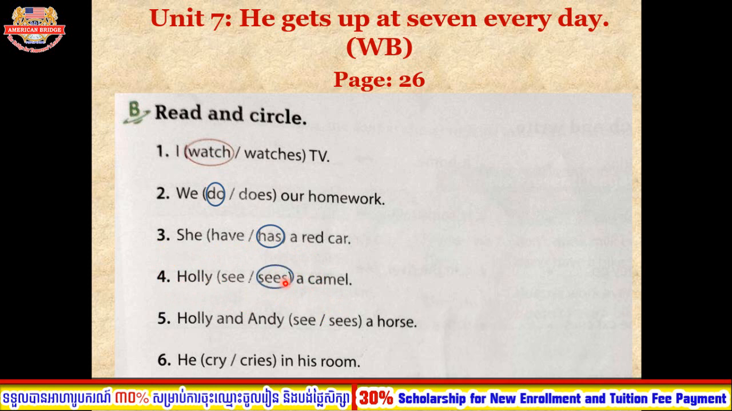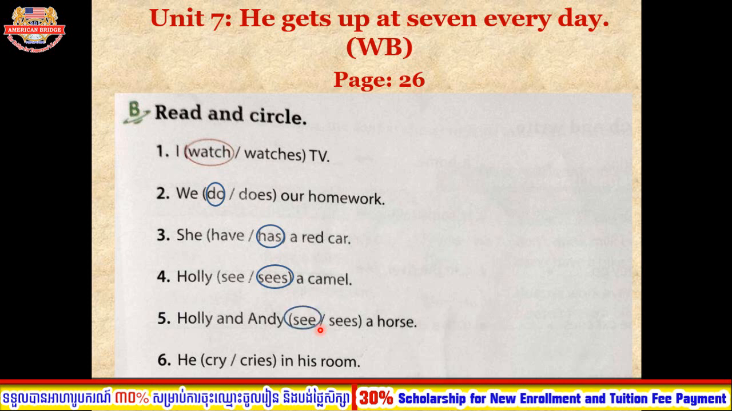Good. Number 5. Holly and Andy sees a horse. So which one is the right one, everyone? How many names are there? 2 names. It refers to the plural noun, right? So if it refers to the plural noun like this, do we use see without S or see with S? Correct, see without S, right? Because based on the rule, if it is a plural noun, we need to use the base verb. So see, got it?